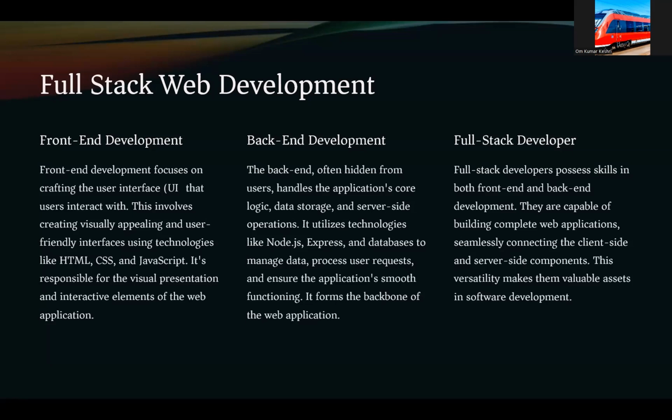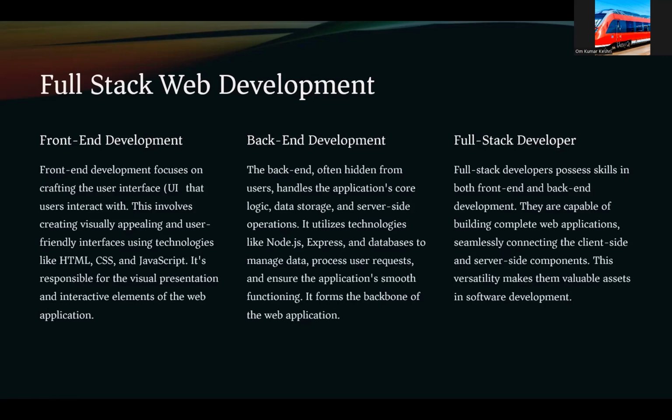Now, backend development. While the front end is what users see and interact with, the backend operates behind the scenes, handling all the core logic, data storage, and server-side operations that keep the application running smoothly. The backend is built using technologies like Node.js and Express, which work together with a database to manage data, process user requests, and perform essential operations that users might not directly see but definitely rely on.